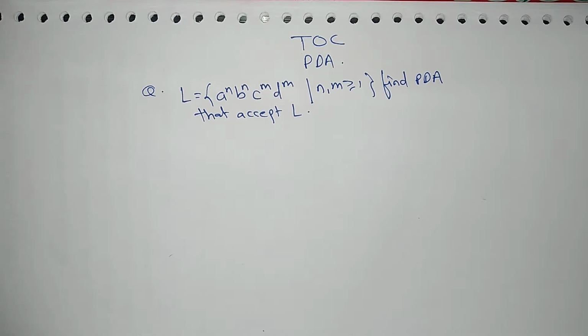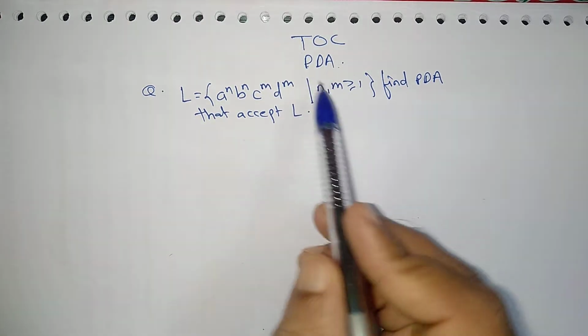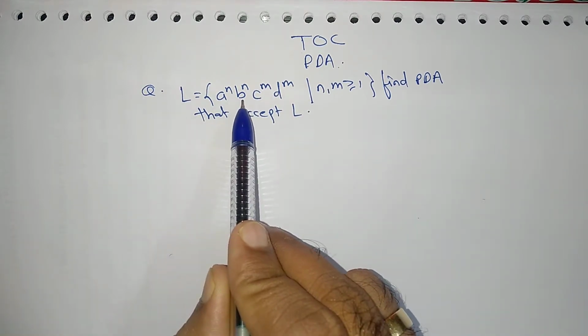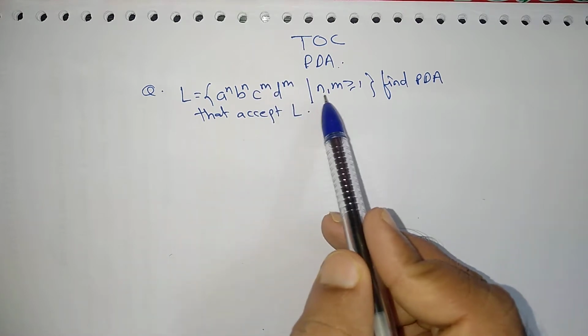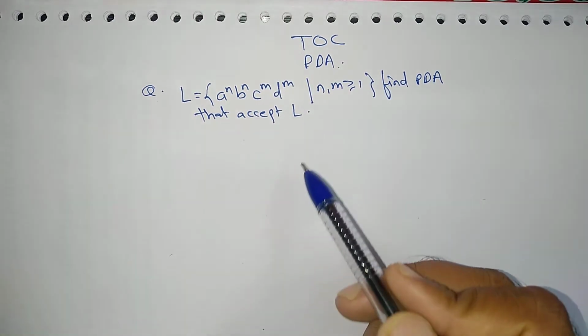Hello all. In today's lecture we are going to see some problems on PDA. PDA stands for pushdown automata. The problem statement: L equals a to the power n, b to the power n, c to the power m, d to the power m. The condition is n, m greater than or equal to 1. Find a PDA that accepts language L.